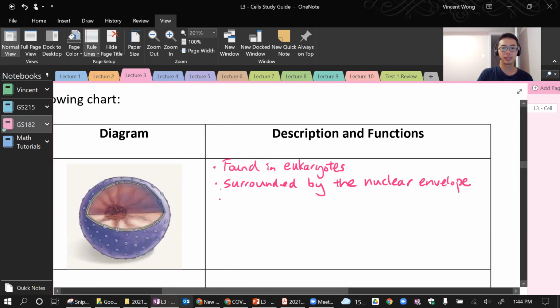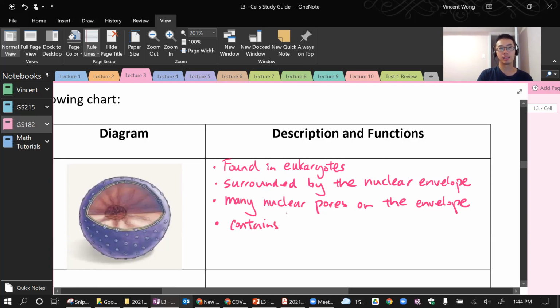And then on the nuclear envelope, there are a lot of pores. Many nuclear pores on the nuclear envelope. So this allows things to go in and come out, and I'll tell you what goes in, what comes out in a bit.